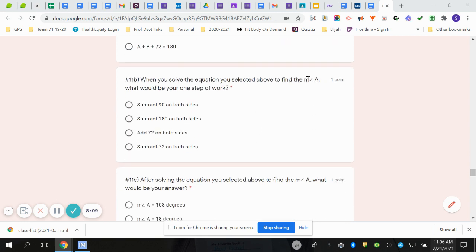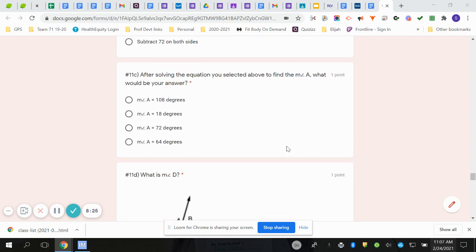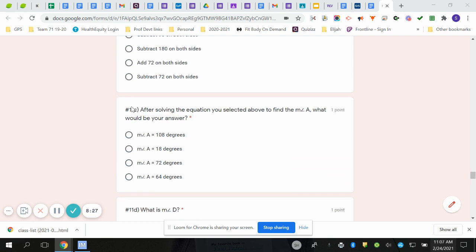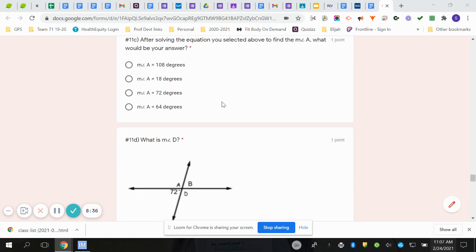When you solve the equation you selected right up here, what would be your one step of work? Subtract 90 on both sides, subtract 180 on both sides, add 72 on both sides, or subtract 72 on both sides. And then 11C, same thing. Give me your answer from what you solved from A, B, and C.